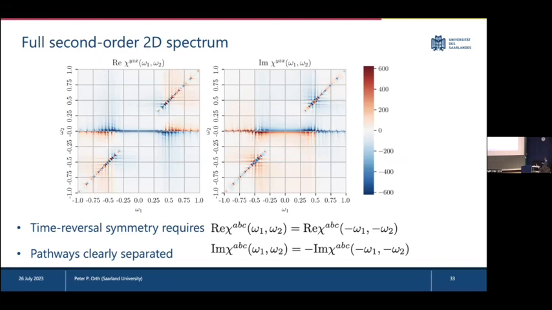Overall, you see that this obeys the symmetries that you have. The useful thing in the second order response is that you can easily see theoretically that this will be one of the pathways and this will be another pathway. This is much easier than the third order response, where the pathways were all on top of each other. Here it is much easier to interpret what happens, because they're clearly separated.